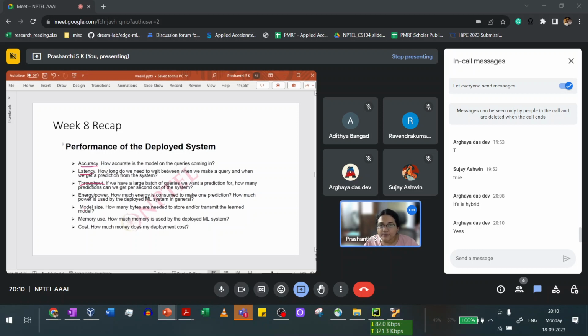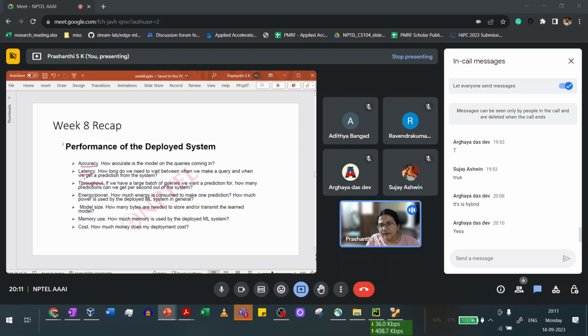Then there is also model size. How many bytes are needed to store or transmit the learned model? How much memory is used by the deployed ML system? For instance, if I want to run something on a Raspberry Pi that has 4 GB of memory, then how much memory this uses becomes very important. And finally, there is cost. How much money does this deployment cost? So all of these are valid performance metrics.